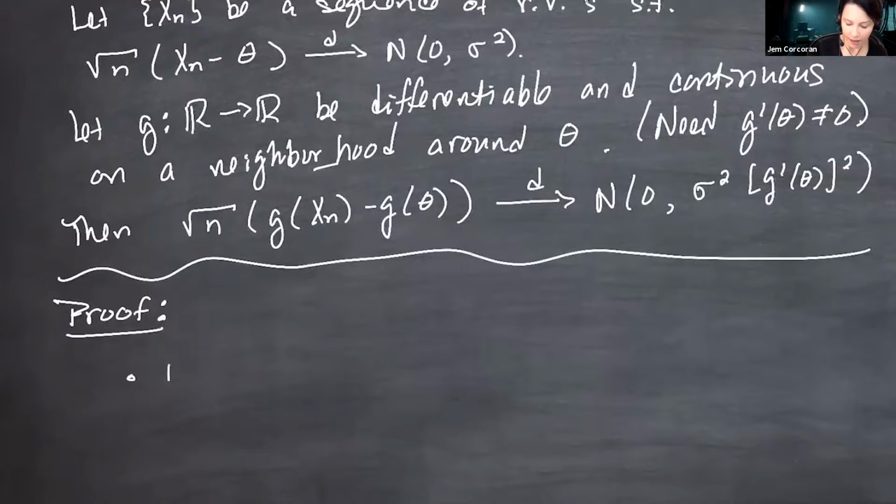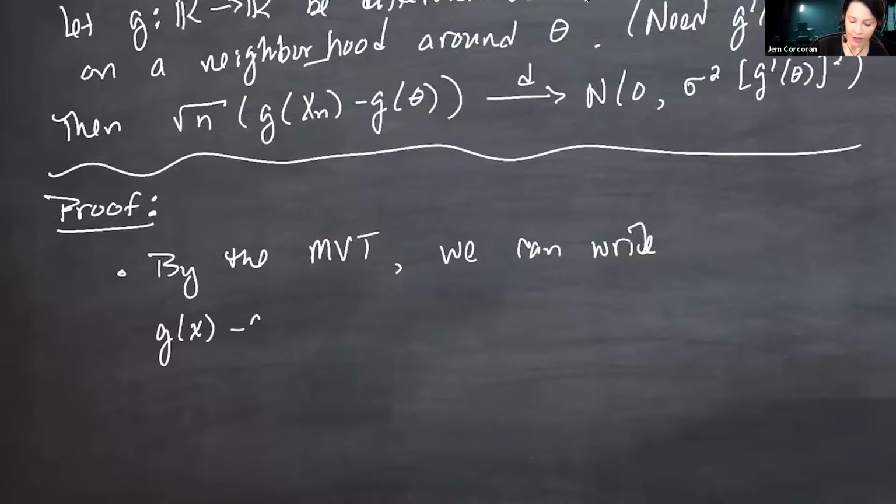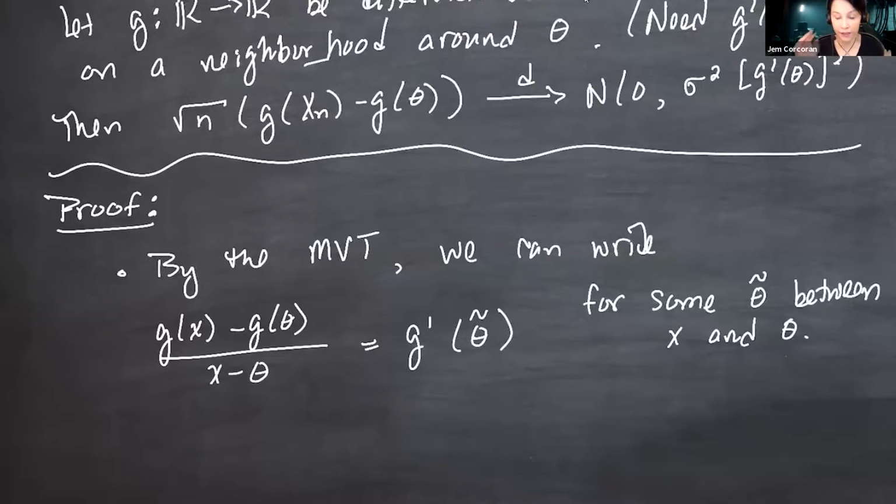So recall by the mean value theorem, and for simplicity, I'm just going to take g continuous everywhere, we can write (g of x minus g of theta) over (x minus theta) equals the derivative of g at some theta tilde, for some theta tilde between x and theta. Hopefully you've seen that before. Some of you are probably teaching it right now.